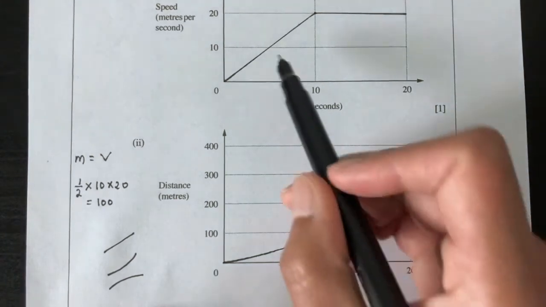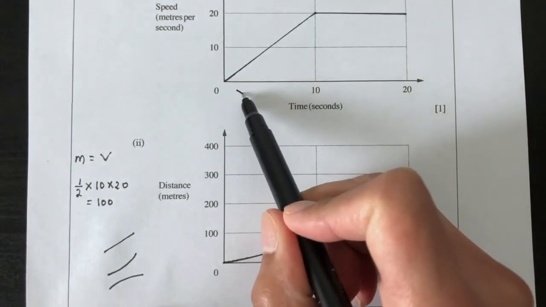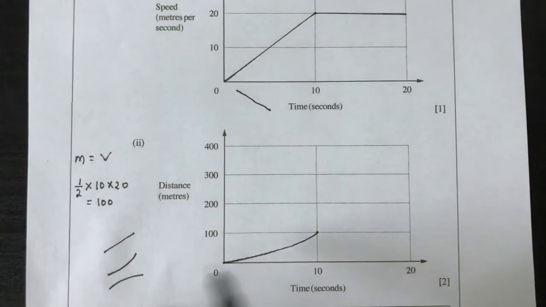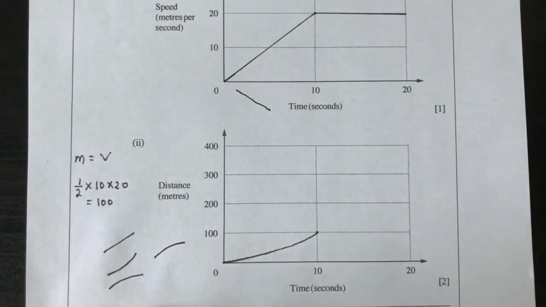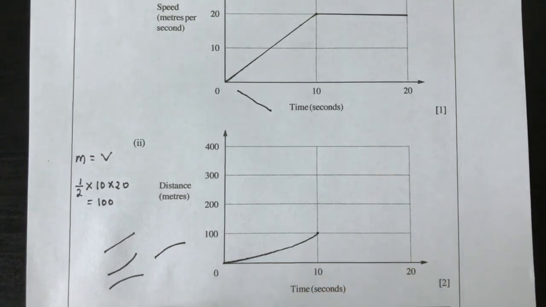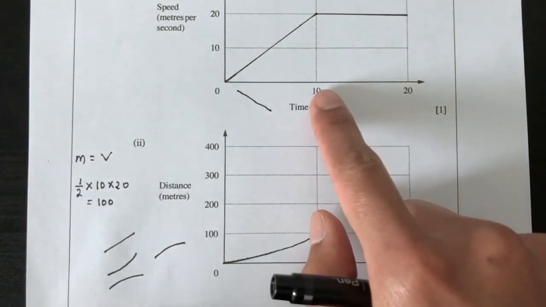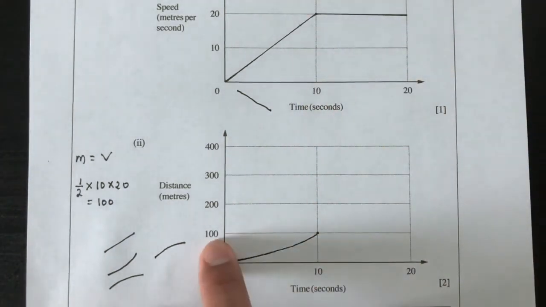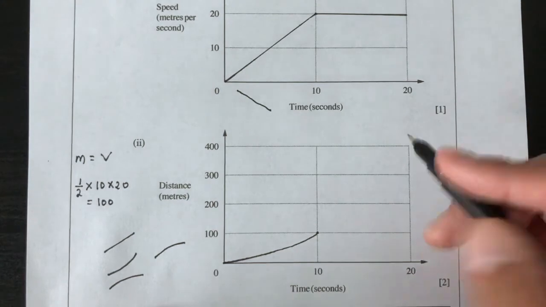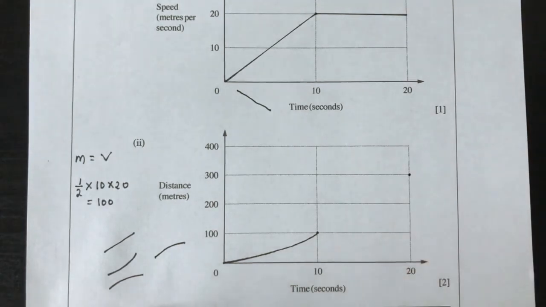Now let's say your value here was this way, your graph here will have been this way. Okay, just to advise. Now for this one, 10 to 20, what is the distance traveled? It is the area of a rectangle. That was 200, so 100 plus 200, that will be 300. So 20 will be this point.